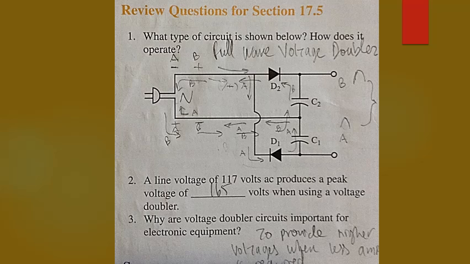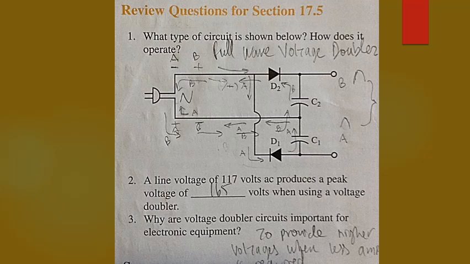What type of circuit is shown below and how does it operate? That is the first question for the review questions, section 17.5. And that type of circuit is a full wave voltage doubler.